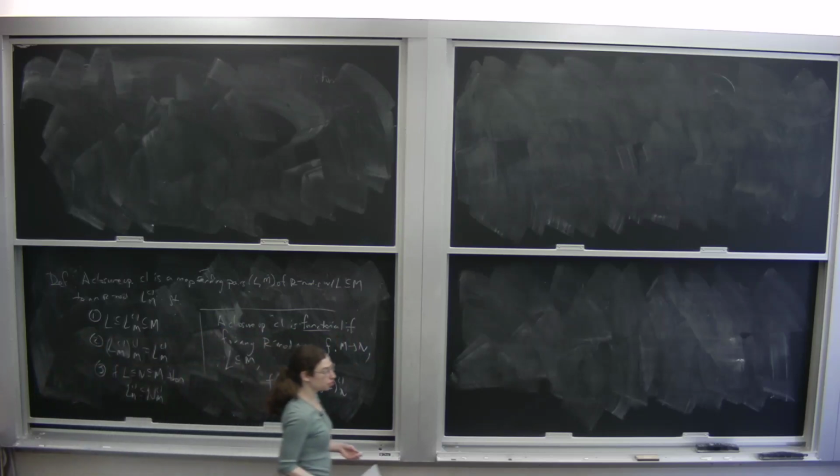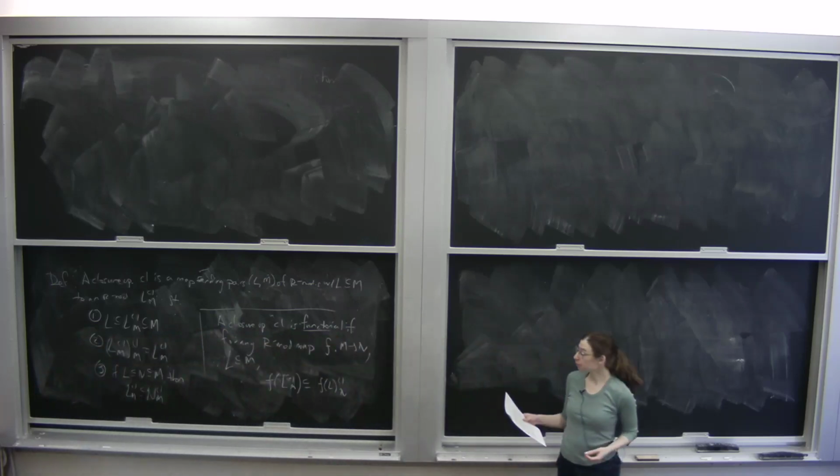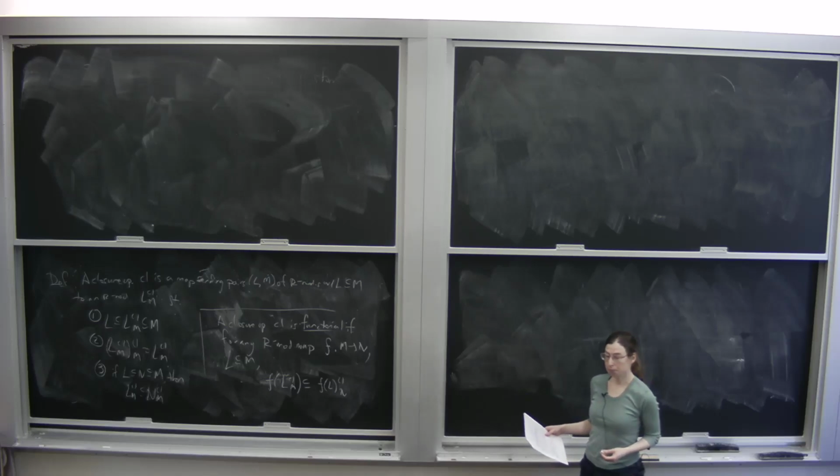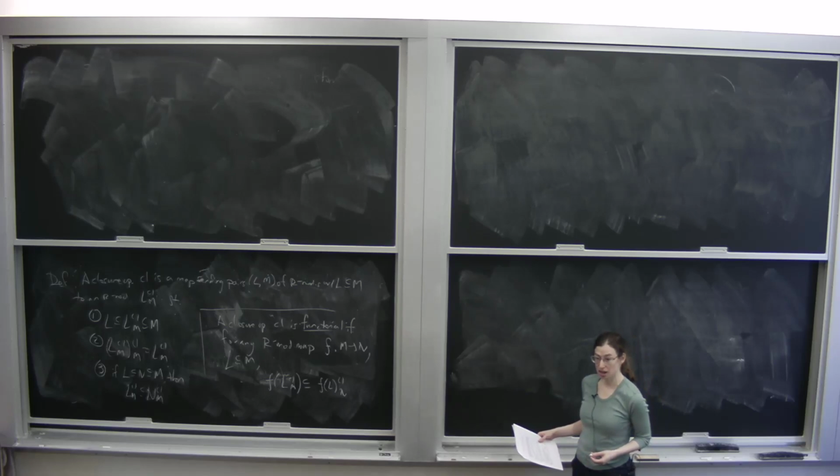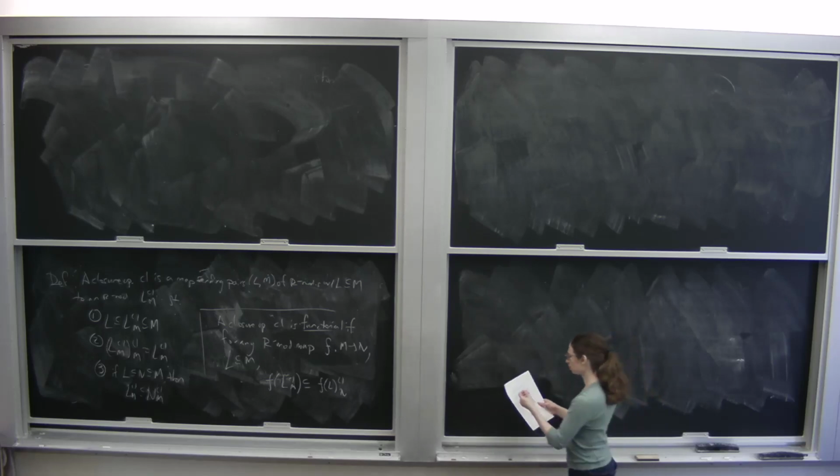So let me do some examples. The closure of M should be M. Well, it's going to have to be a submodule of M and it's going to have to contain M, so yes.